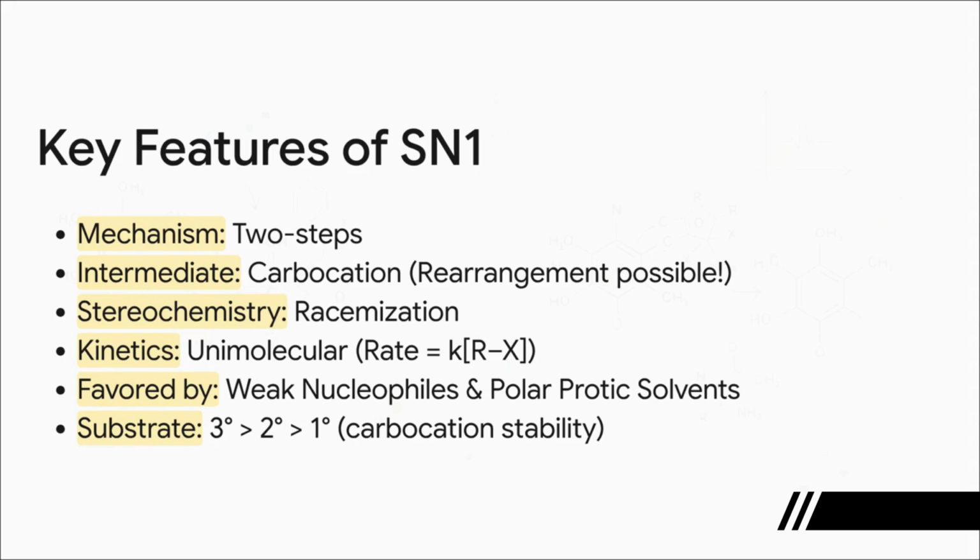So the key features for SN1. It's a two-step mechanism, and the star of the show is that carbocation intermediate. And because you have a carbocation, you've got to watch out for rearrangements. We'll talk more about that. The stereochemistry is called racemization, meaning you get a mixture of products. The rate? It only depends on the haloalkane, so it's unimolecular. SN1 isn't picky, it's fine with weak nucleophiles, and it loves polar protic solvents like water or alcohol. And crucially, its substrate preference is the exact opposite of SN2. It wants the most stable carbocation, so tertiary is king.